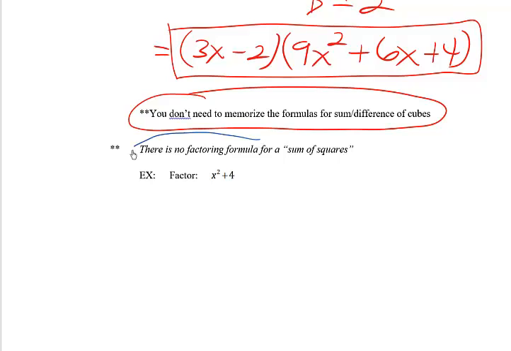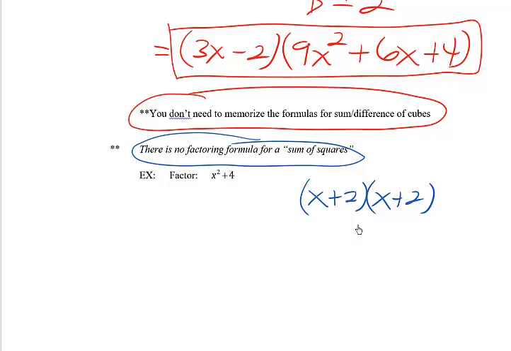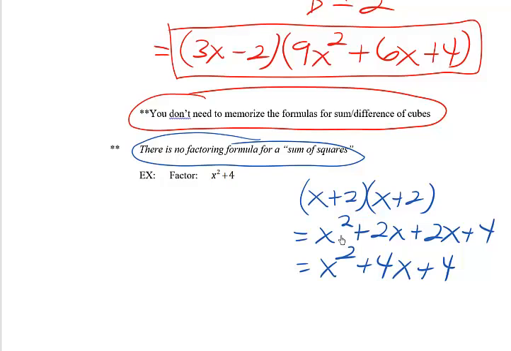It just doesn't exist. You can sit here all day trying to come up with a multiplication problem that makes x squared plus 4. It cannot be done. Some people might say, well, wouldn't it just be x plus 2 times x plus 2? And the answer is no, absolutely not. If you multiply that out, you have an extra term in the middle. It didn't work. There simply is no way to factor this guy.